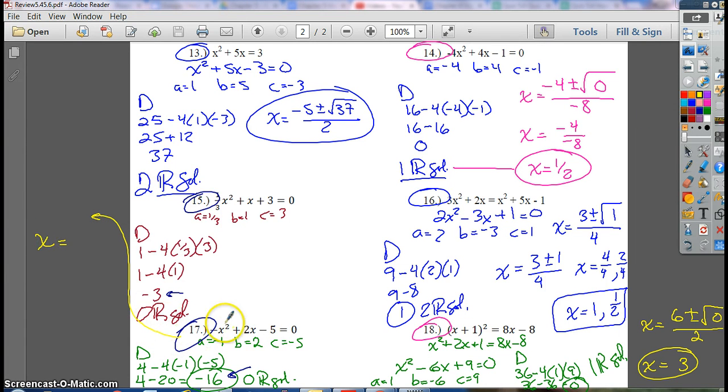So I have negative b, which is -2, plus or minus the square root of -16, all over 2 times -1, which is -2. All I'm going to do is take the square root of -16, which is 4i over -2. All those are divisible by 2, which would leave me with 1 plus or minus 2i. So there's 17. You would be finished at that point.